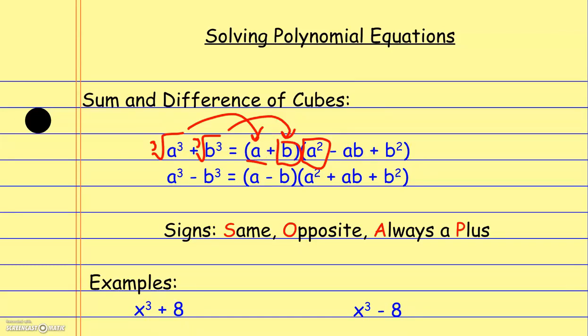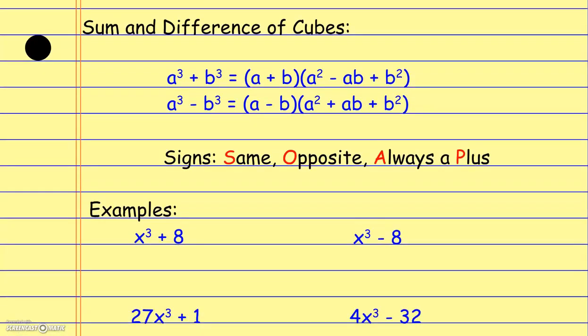So again, I set up the binomial and the trinomial. I fill in the signs, same, opposite, always a plus. I take the cube root of each piece to get the binomial. And then I square the first piece to get the first term of the trinomial. I square the last piece to get the last piece of the trinomial. And then I multiply the two pieces to get the middle piece of the trinomial. All right? And here's what this looks like when we put it into practice.